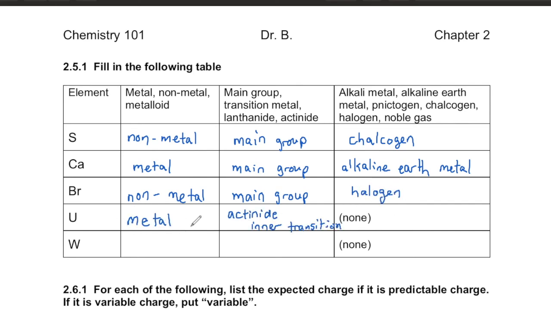Uranium is a metal. It's down below the periodic table in the group of actinides, which are also called inner transition elements. It doesn't have a special family name. W is tungsten. It is a metal. It's in the transition metal area of the periodic table.